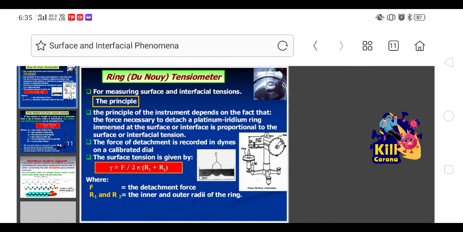Now, second is the ring detachment tensiometer. It is used for measuring surface and interfacial tension. Here, we use a platinum iridium ring. We immerse this ring at the interface between two liquids, and the force required to detach the ring is measured. The equation is gamma equal to F by 2 pi (r1 plus r2), where r1 and r2 are the inner and outer radius of the ring, and F is the force of detachment. By this way, you can directly find the surface tension.